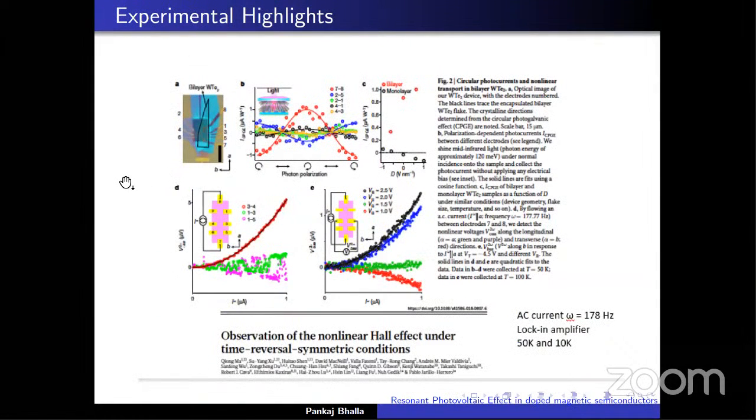So what is the experimental motivation? There are experimental pictures as well as experimental work, as I mentioned in the motivation slide. A nonlinear Hall effect has been observed under time reversal symmetric conditions, in time reversal symmetric systems. For bilayer tungsten telluride, people have studied it and seen that the linear Hall effect vanishes. However, the nonlinear Hall effect does not vanish, and rather than following the linear variation with the voltage and the current, it deviates from it.